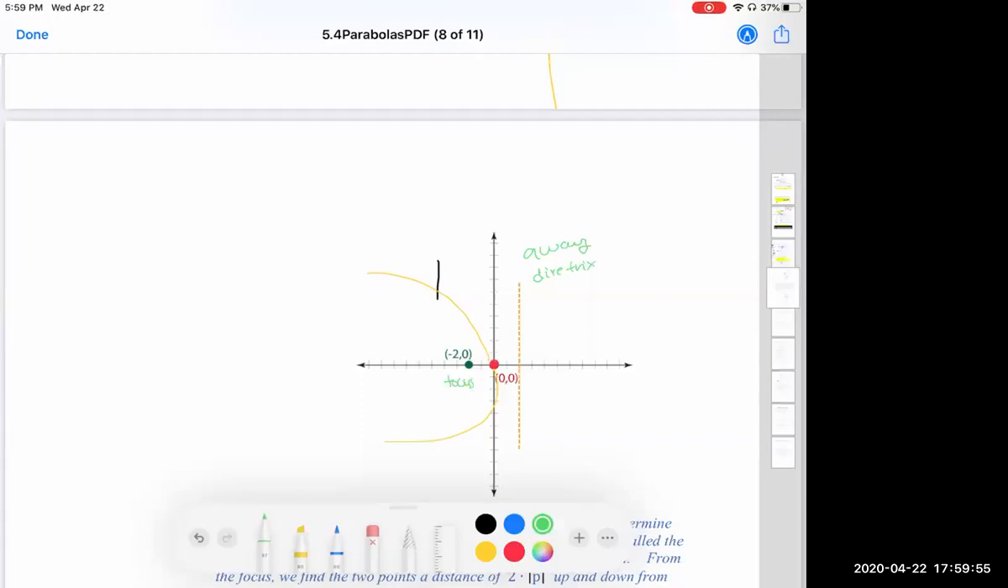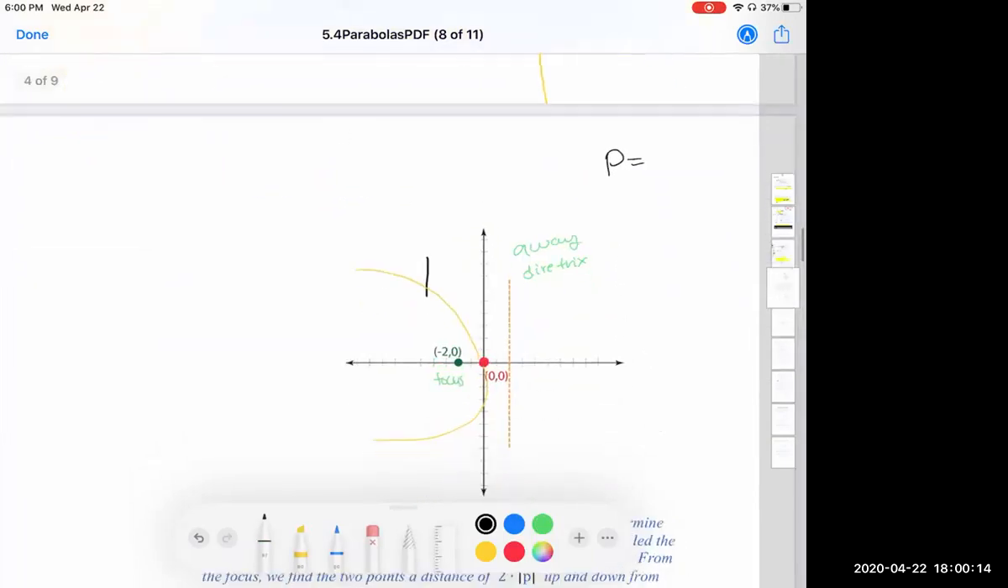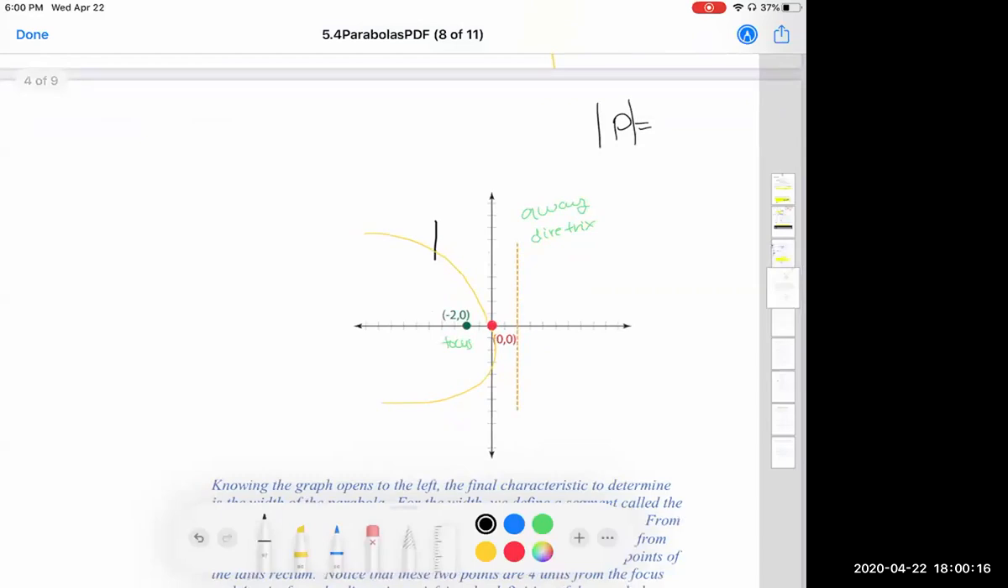Now your directrix is a line not touching your graph at all. So make sure it's not touching your graph at all. Your directrix is always p units away. Recall that your p, we said our p was what? We had a p of 2. Absolute value, right? So our p is 2. We're going to move 2 units away to find our directrix. And we're going to move 2 units inside to find our focus point, which is what we have in green.